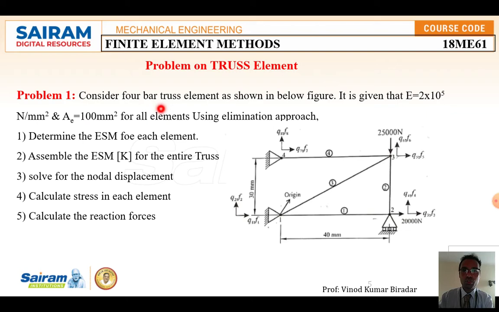So consider a 4 bar truss element as shown in the figure. It is given that Young's modulus E is equal to 2 into 10 to the power of 5 Newton per mm square, and the area of each element is 100 mm square. Use the elimination method.